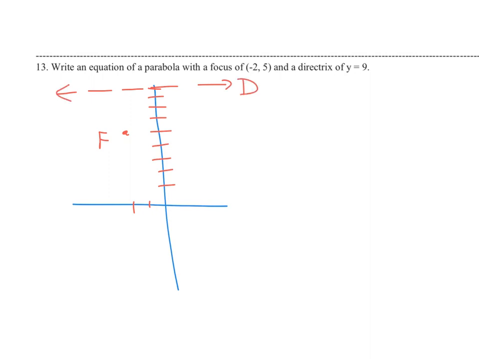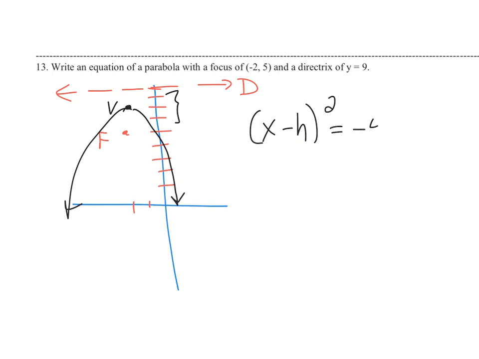Now remember, your vertex is halfway in between these. So this is a distance of 4. So I'm going to go up to get my vertex. It opens down because we hug our focus. So that means that my equation is going to be negative 4a. Now remember, what goes in for the h and the k is the vertex. The vertex's point is negative 2, comma 1, 2, 3, 4, 5, 6, 7.